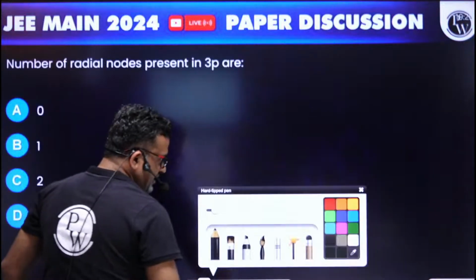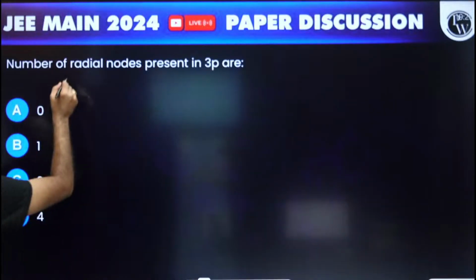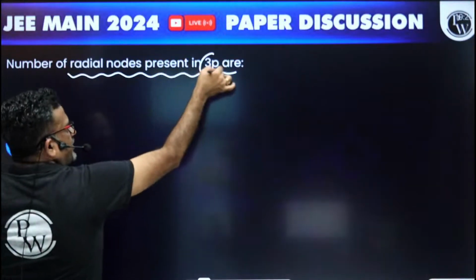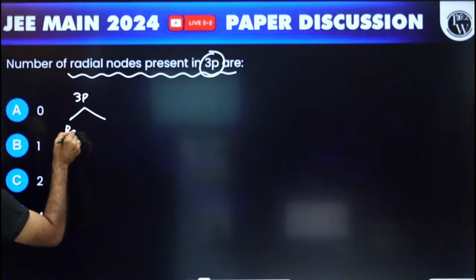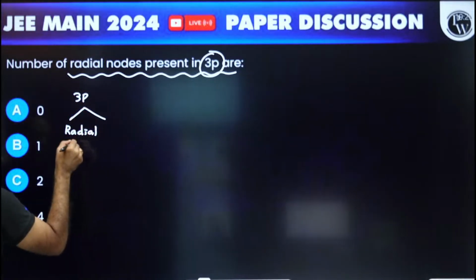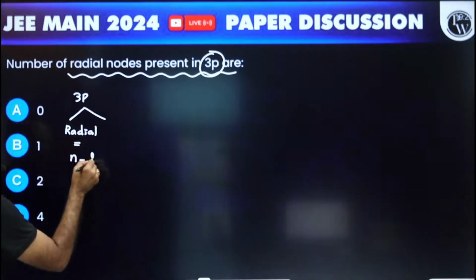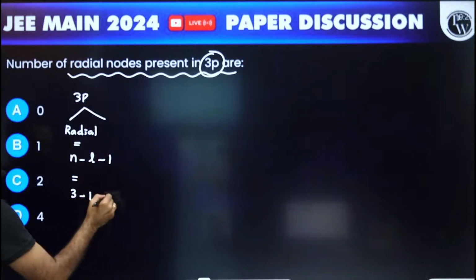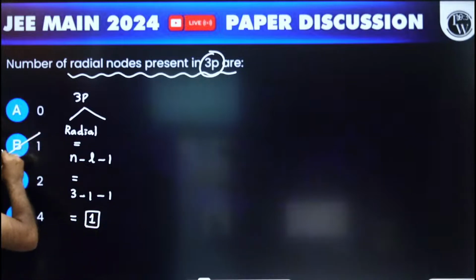Going to next, physical chemistry. Number of radial nodes and angular nodes present in 3p orbitals. In 3p, the number of radial nodes are given. Radial nodes, where probability of finding the electron is 0, away from the nucleus. Radial node formula is what? N minus L minus 1. What is N for 3p? 3. What is L for p? S and p, 0 and 1, minus 1. All put together, 1. So there is one radial node.